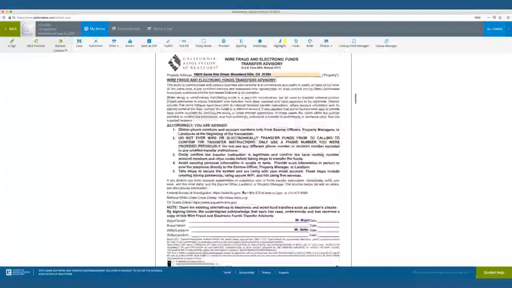The third is a very, very important document. It's the wire fraud and electronic funds transfer advisory. And it's very important that you relay to your client, the buyer, that never ever will you, the agent, give wiring instructions, and never ever should you give wiring instructions. They will come from escrow, and make sure that when they receive wiring instructions from escrow that they pick up the phone and call somebody at escrow to confirm those instructions.